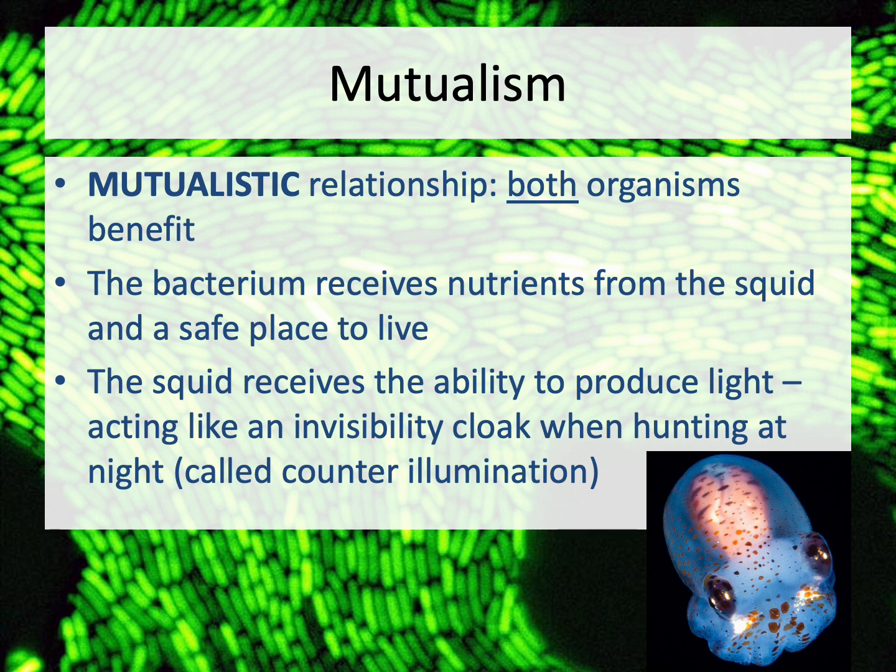So, in a mutualistic relationship, both organisms benefit. So we see the bacterium, it receives nutrients from the squid as food. It also has a safe place to live, it's not free living in the water and ready to be eaten. The squid itself is a predator, it hunts at night, so by producing light in its light organ at night, it acts like an invisibility cloak. It's called counter-illumination, so it appears like the moon's light and it breaks up the silhouette of the squid when it's hunting, and it avoids it becoming prey to something else.